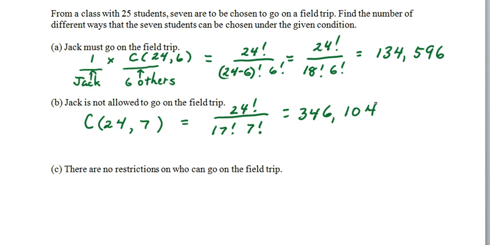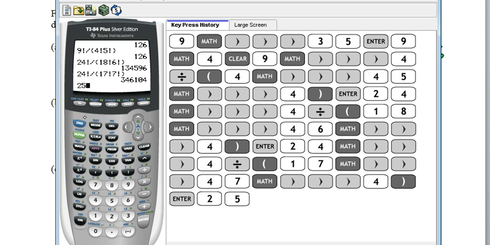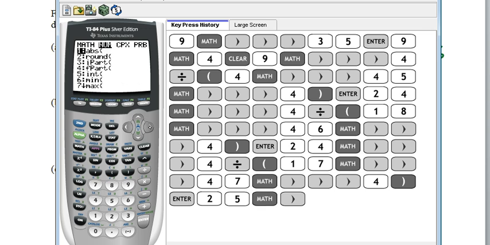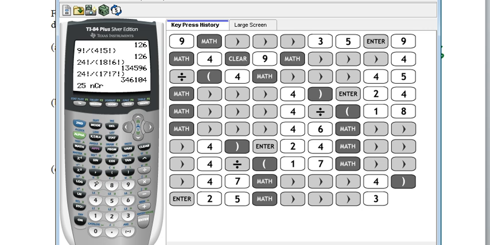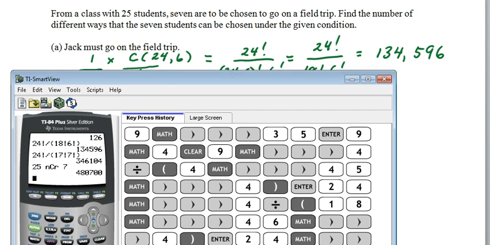And if there's no restriction on who can go on the field trip, then we'll have the number of combinations of the 25 students taken 7 at a time. And here I'm going to use 25 nCr 7 on the calculator. So 25, math, prob, menu, 3 for nCr, 7, enter. So 480,700.